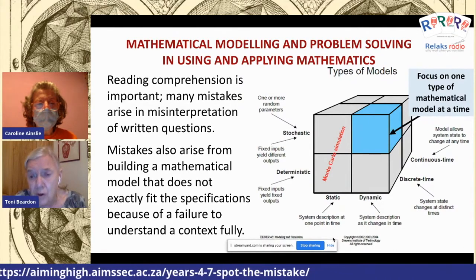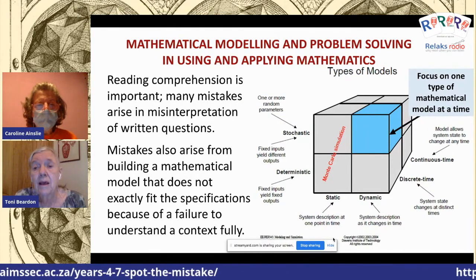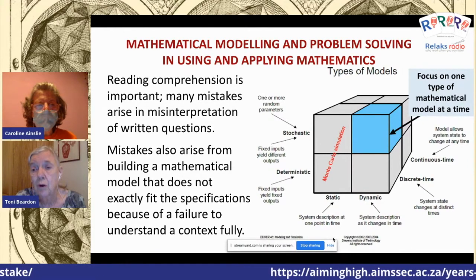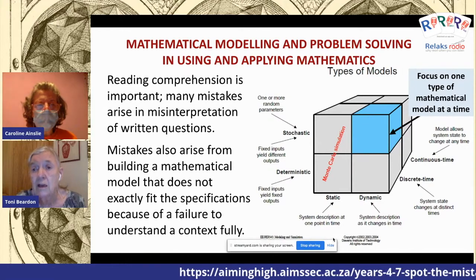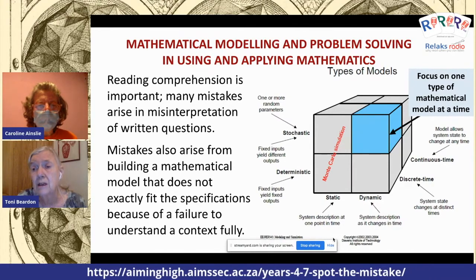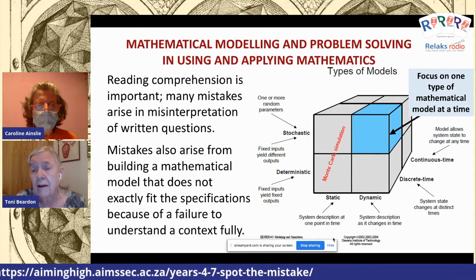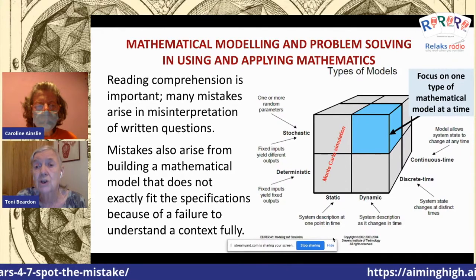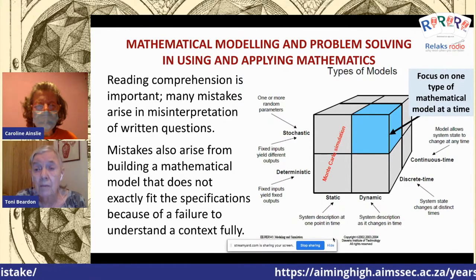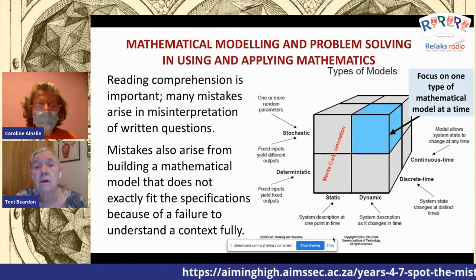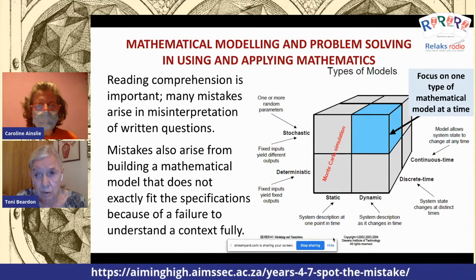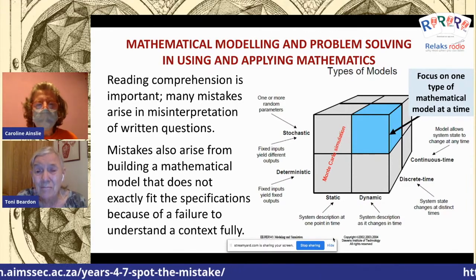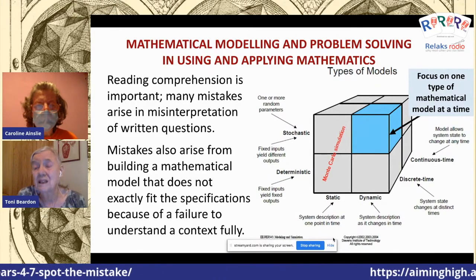Now, the block diagram on the right there, it shows 8 different cubes built into a block, and each one of those cubes shows a particular type of mathematical model. And there's a little message there to focus on one type of mathematical model at a time. Now, on the top layer, all the models, the types of models, are what's called stochastic. Now, that means based on probability.